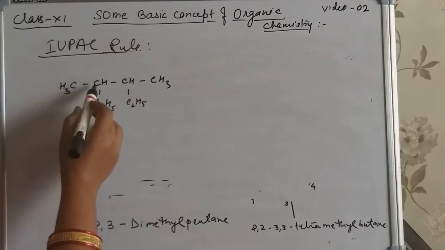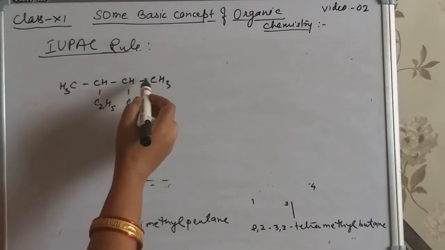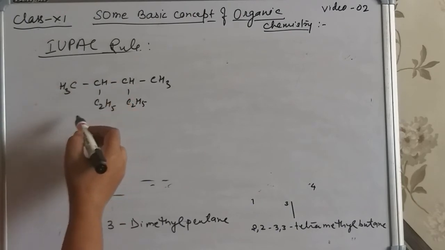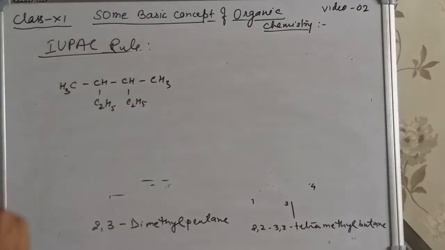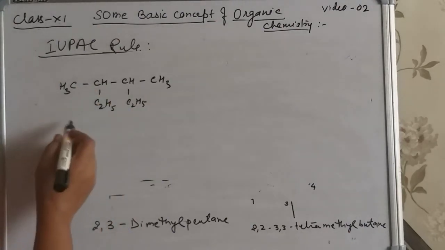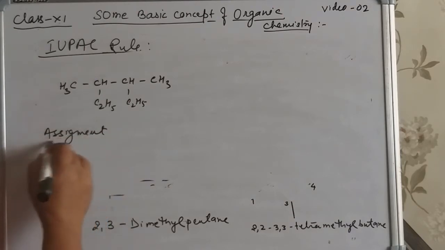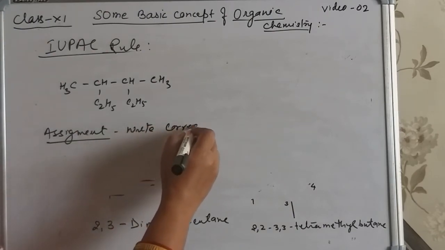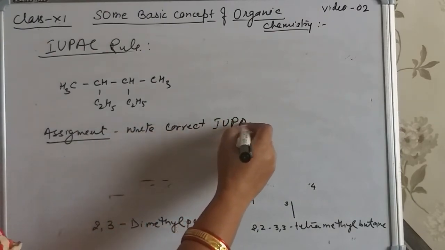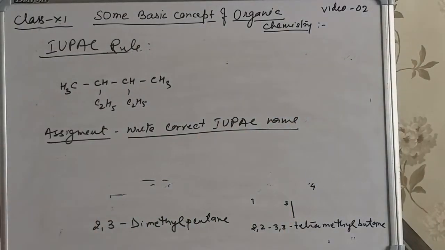So 1 2 3 4, 1 2 3 4 5, 1 2 3 4 5. So at first count the correct parent chain. This is an assignment for you. Write the correct IUPAC name of this particular compound.